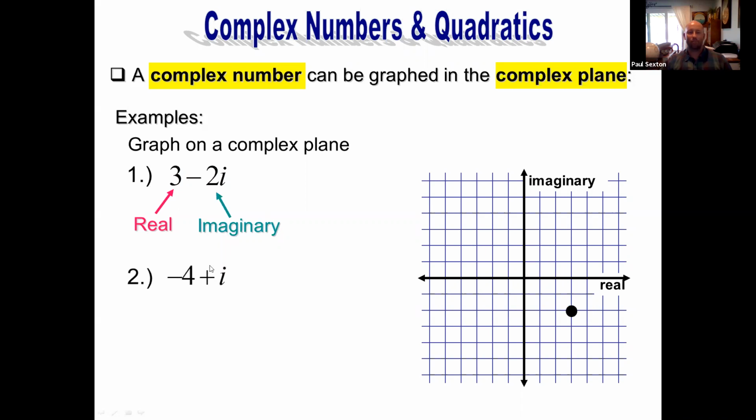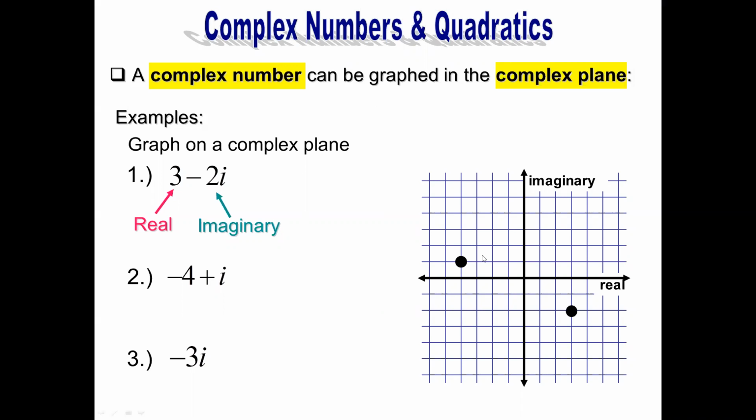Like negative 4 plus i. I'm going to go back 1, 2, 3, 4, and then up 1 in the imaginary direction. Okay, so what about this one? How would we graph just negative 3i? Down 3. Just down 3, because really there's a hidden 0 there. So that was just down 3. That would be negative 3i.